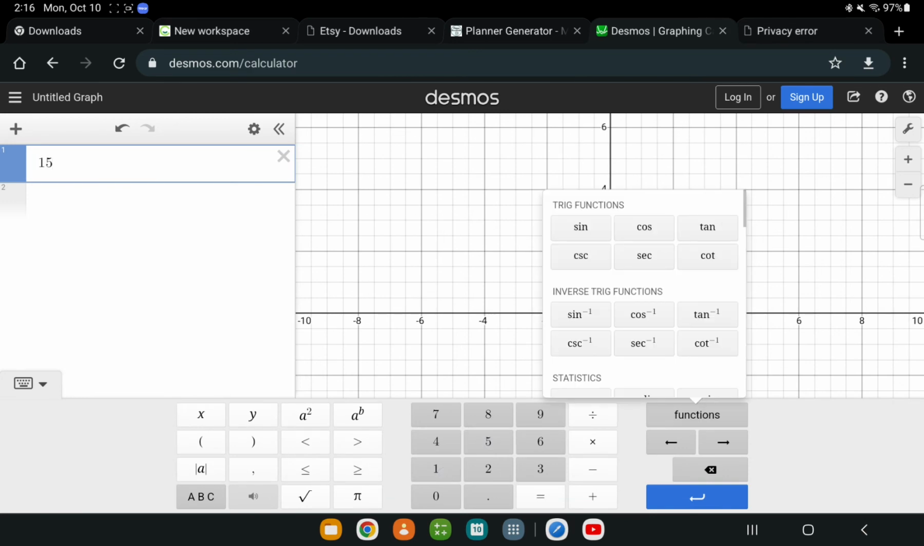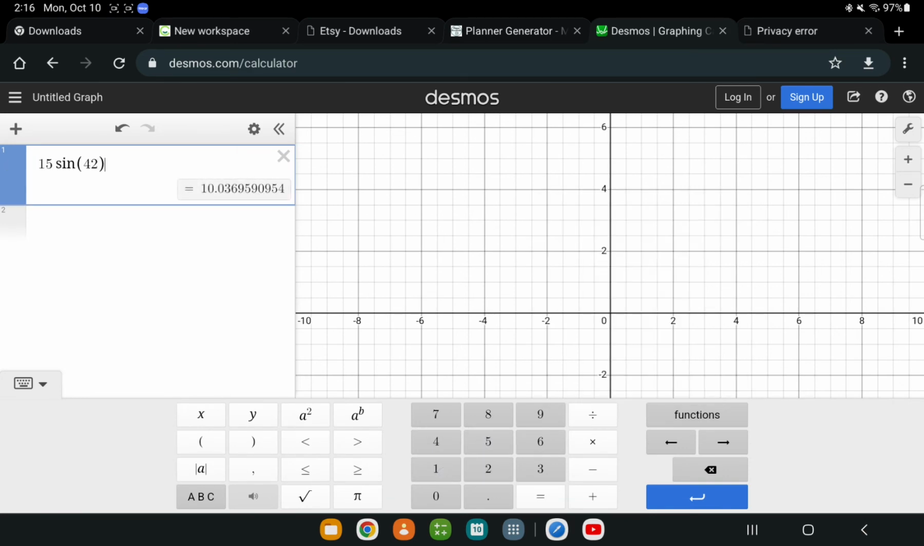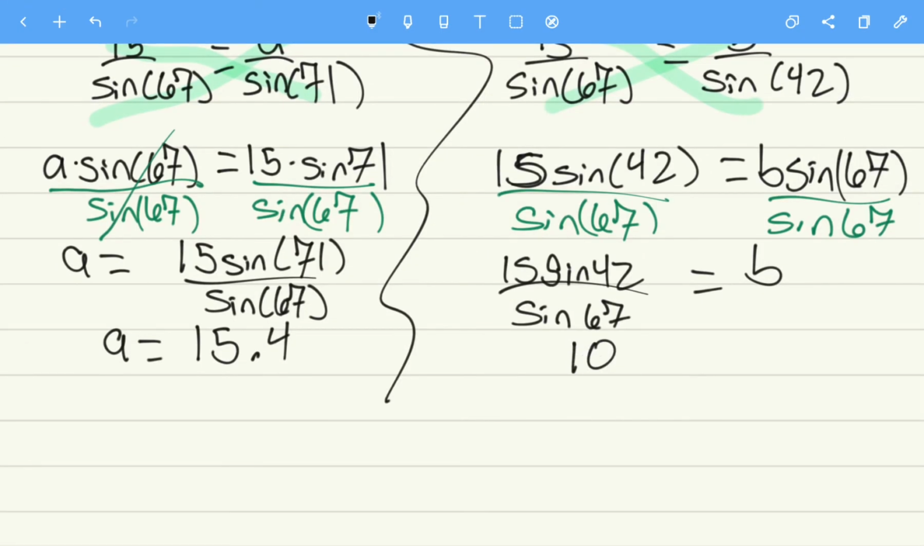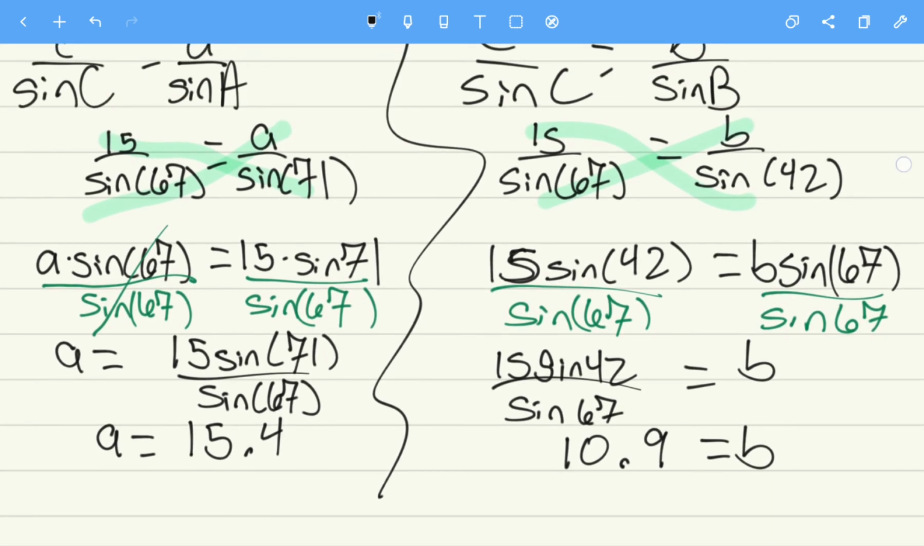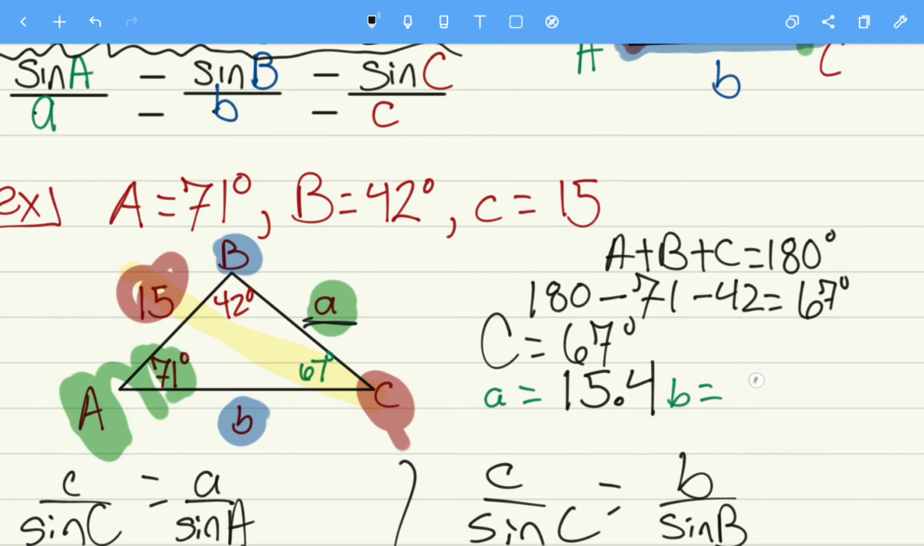So 15 times sine 42, close parentheses, divide by sine of 67. And that gives us about 10.9. So we know that side B is equal to 10.9, which you can plug in up here. And we have solved our triangle. And we're done.